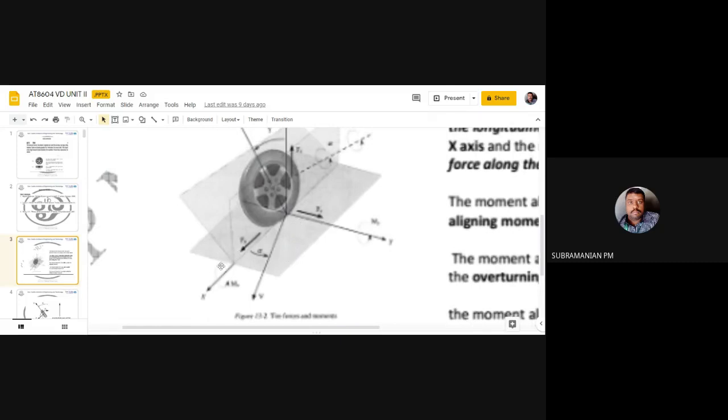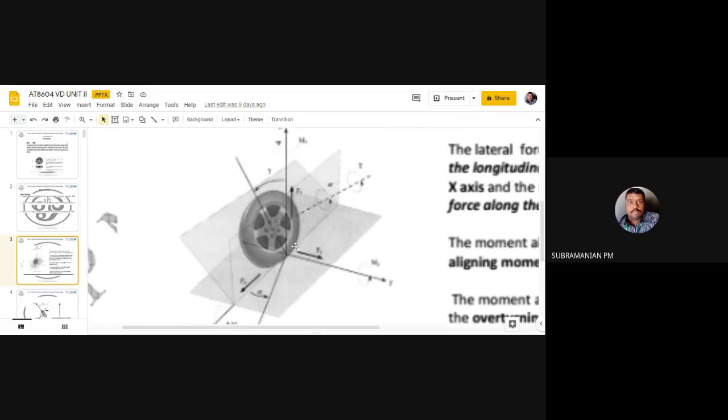See what force is going to act? F of X, that is a longitudinal force. Along the Y direction, what force is going to act? Lateral force, that is F Y.